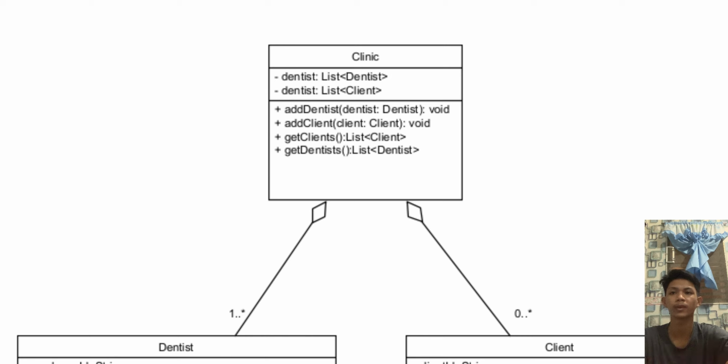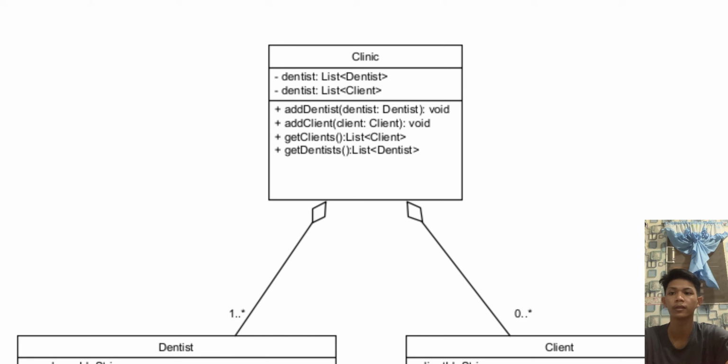From the diagram, we see two primary attributes. We have dentists and clients. List dentists indicates the clinic maintains a collection of dentist objects. Similarly, the clinic keeps track of its clients in another list. By storing these two lists, the clinic can manage all the people involved in the system.